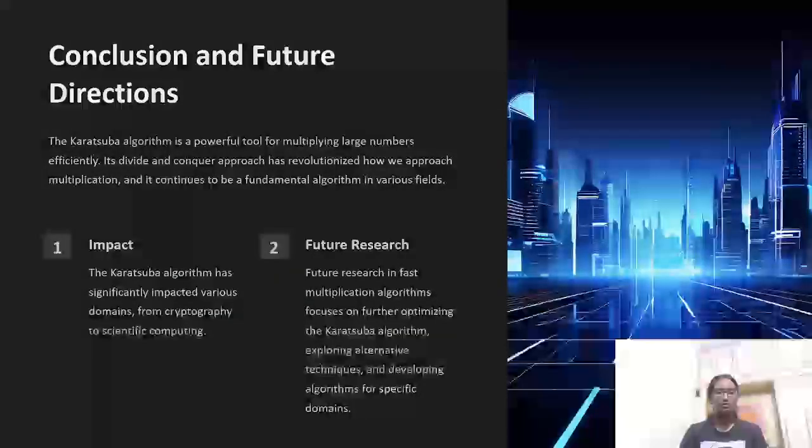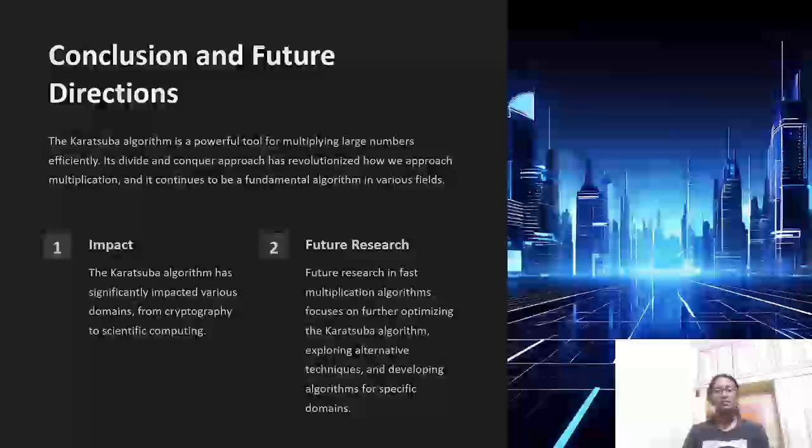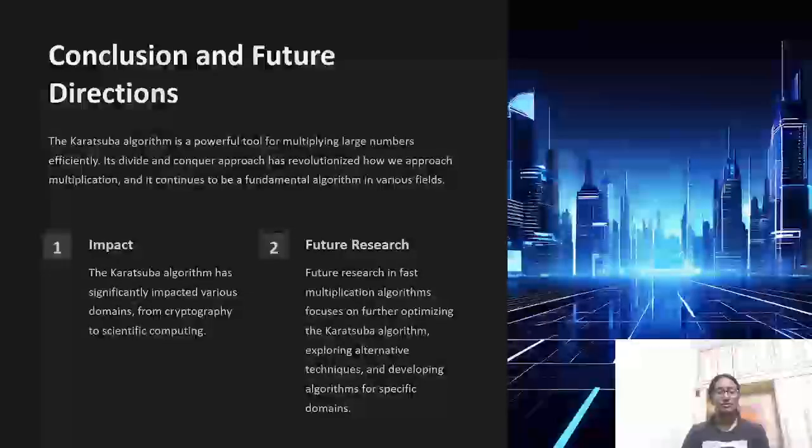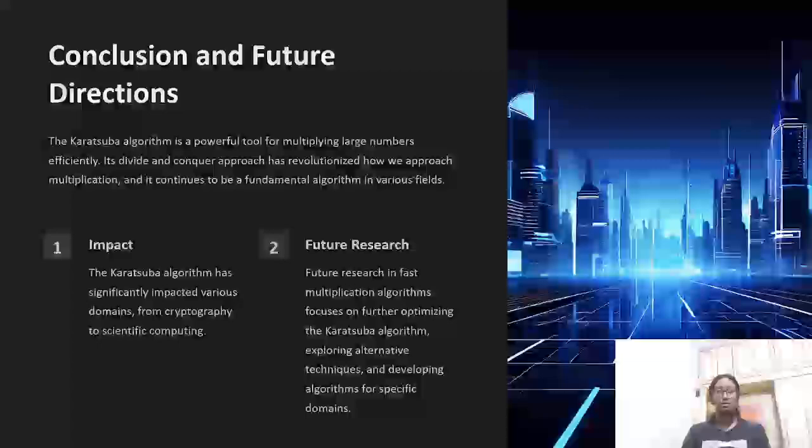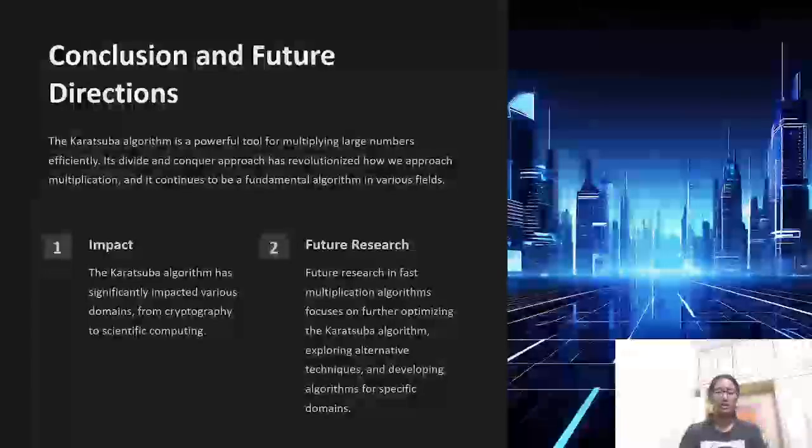Conclusion and future directions. The Karatsuba algorithm is a powerful tool for multiplying large numbers efficiently. Its divide and conquer approach has revolutionized how we approach multiplication, and it continues to be a fundamental algorithm in various fields. Impact: the Karatsuba algorithm has significantly impacted various domains from cryptography to scientific computing. Future research. Future research in fast multiplication algorithms is focused on further optimizing the Karatsuba algorithm, exploring alternative techniques, and developing algorithms for specific domains.